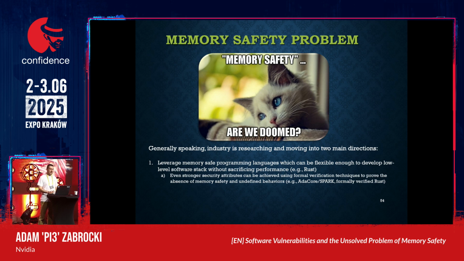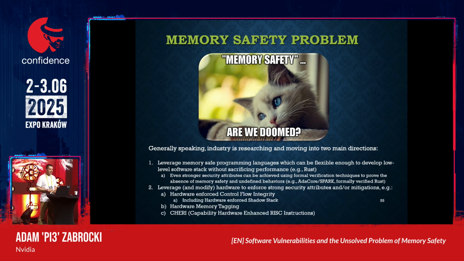because the industry is researching and moving in 2 main directions. First of all, we're trying to leverage safe programming languages, which can be flexible enough to develop low-level software without sacrificing performance. Such a language could be Rust, but even stronger security attributes can be achieved by using formal methods. So you can have formally verified languages which can mathematically prove there is a lack of memory safety issues, and additionally can prove many more things. They can prove there are no undefined behaviors or type confusions. An example of such a language could be Ada SPARK or formally verified Rust. There is an extension to Rust which brings formally verified features on top of it.